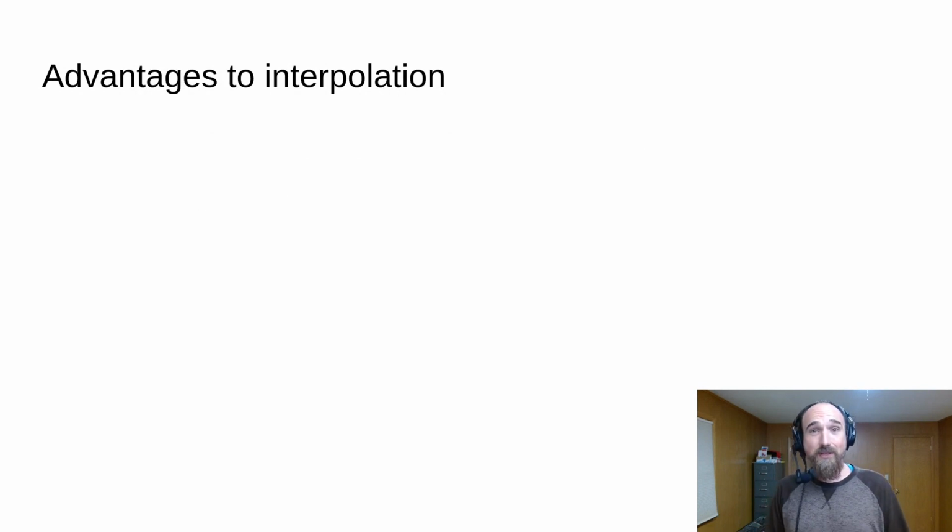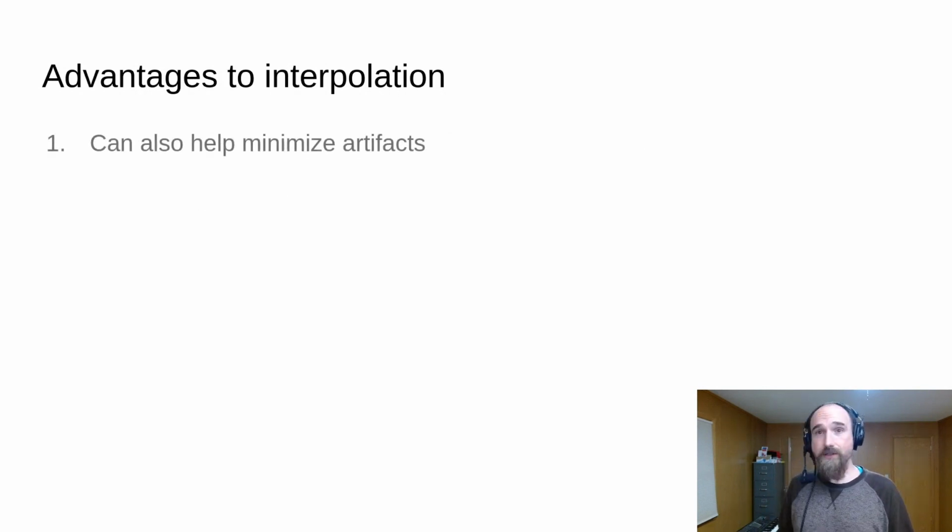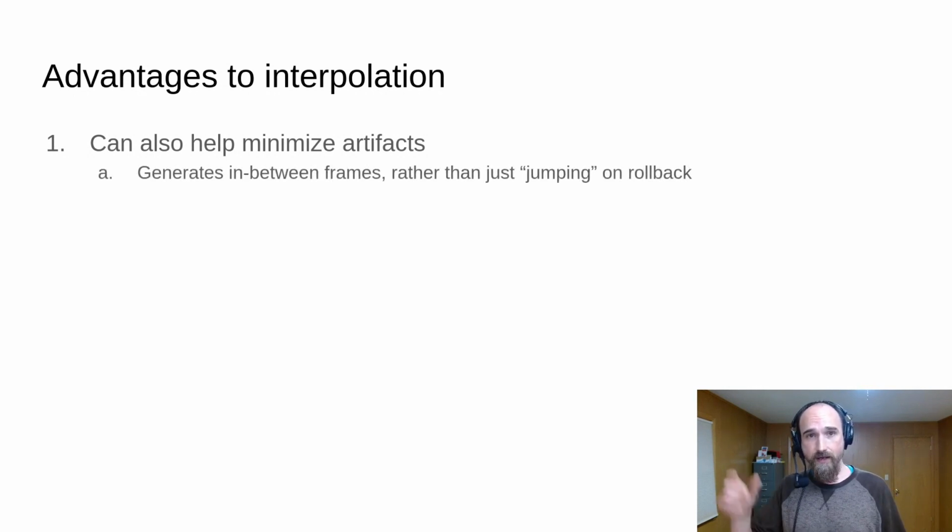Now, let's talk about interpolation, which among other things can also help reduce artifacts. When there's a rollback without interpolation, the character will simply jump to the position it really should have been in. But with interpolation enabled, it'll generate some in-between frames to move the character from its incorrectly predicted position to its new position. Even though this is still technically an artifact, because the in-between frames aren't accurate to what really happened, it can be less jarring than just snapping over, so players might not notice it or might not be as bothered by it. But there are other advantages as well.